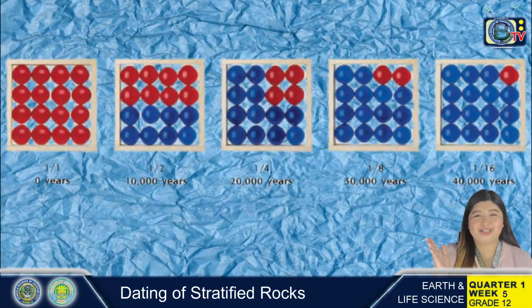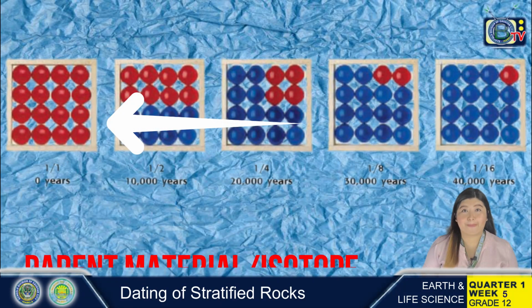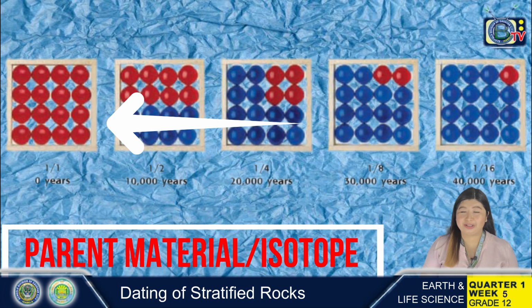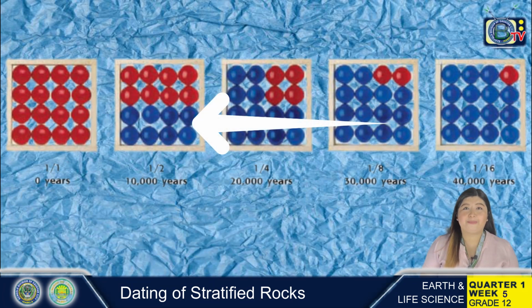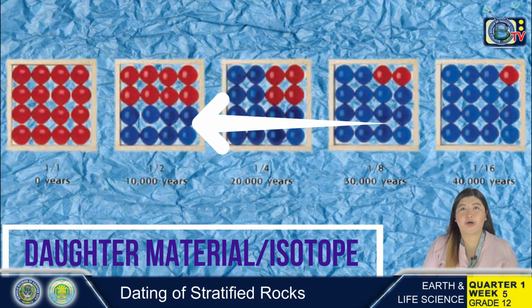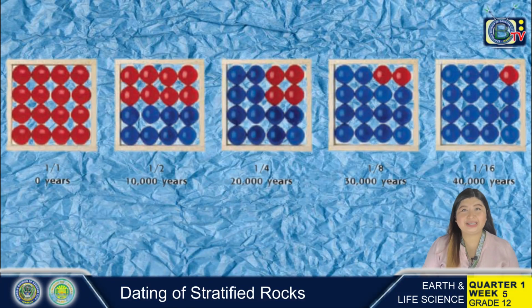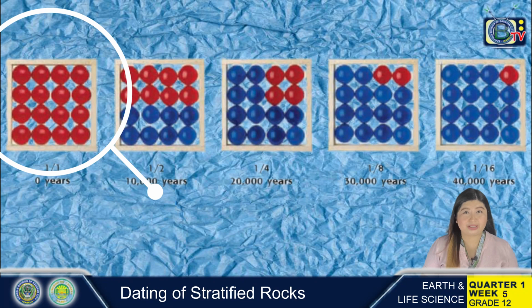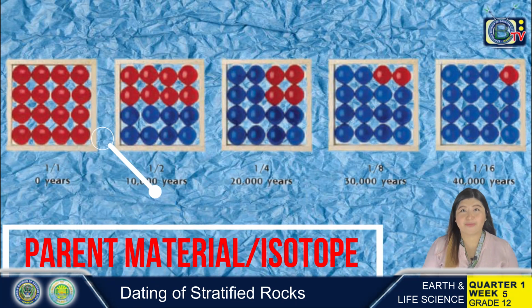If you are going to take a look at this illustration, the red circles represent the parent isotope or parent material, while the blue circles represent the daughter material or daughter isotope. As you can see in the first picture, which depicts a rock that is formed in 0 years, you can see that all the radioactive substance present are parent materials or parent isotopes.